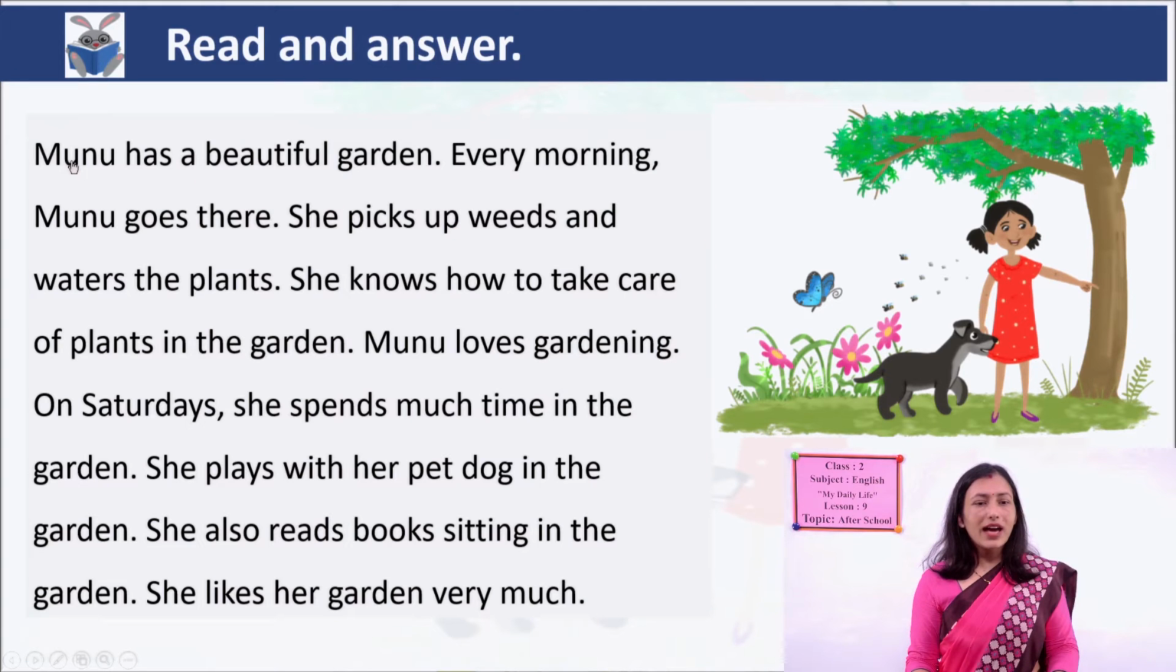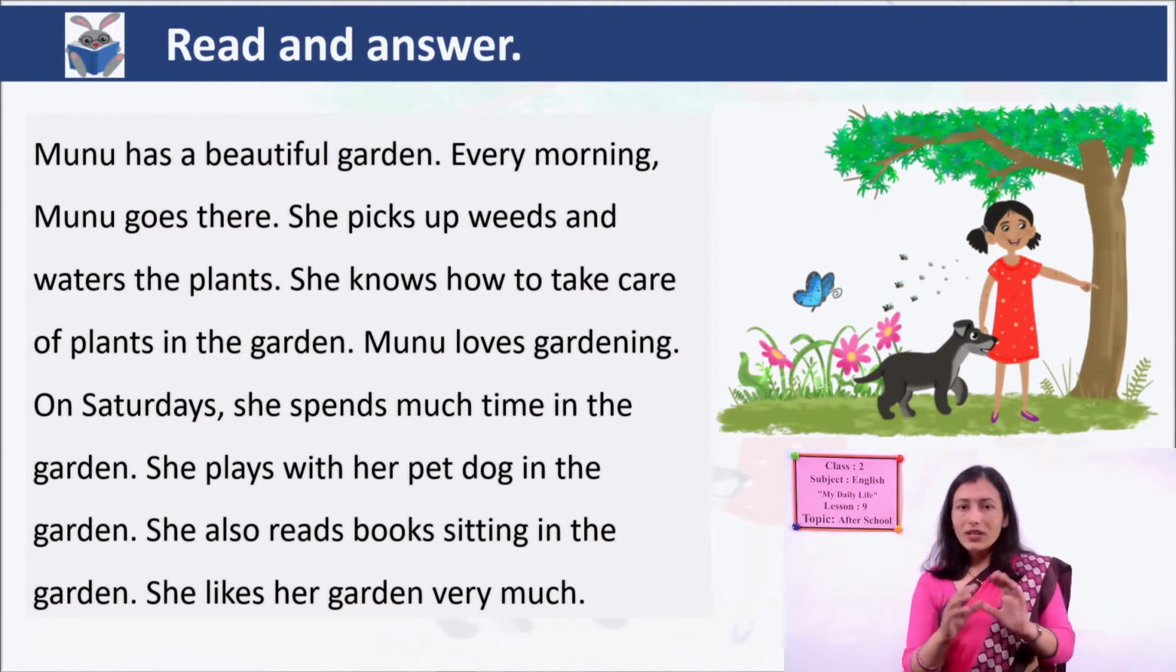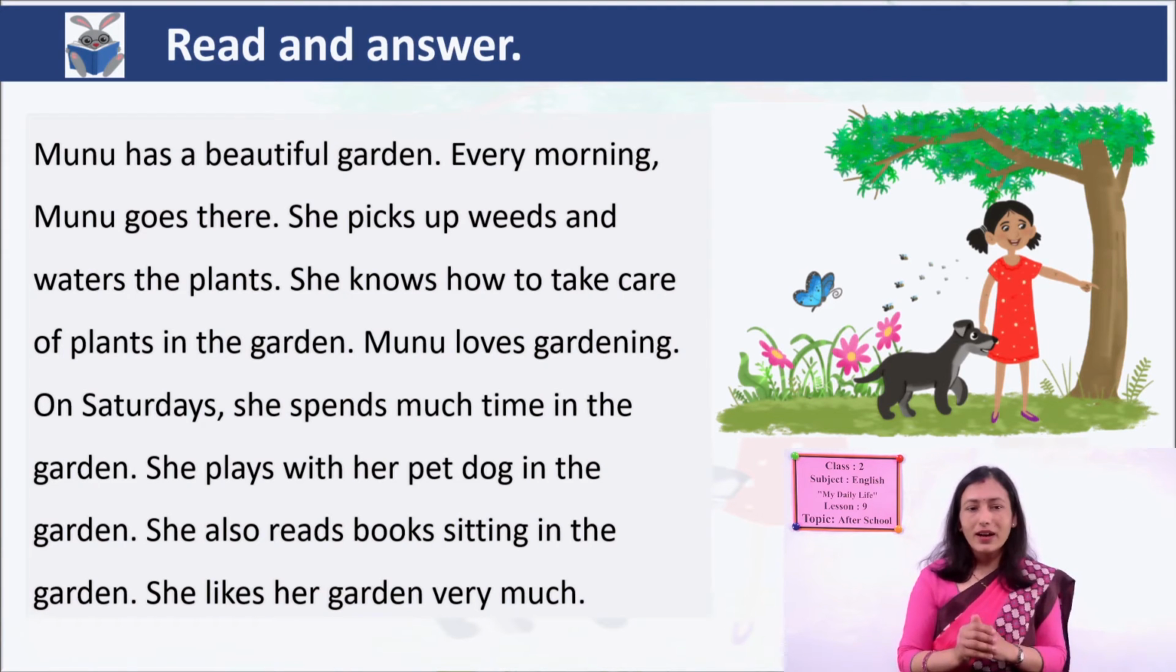So read the first line of the text. What is written here? Munu has a beautiful garden. So whose garden is it? Munu. Good. It is Munu's garden. So we are going to read a text about Munu's garden. Yes? And what are there in Munu's garden? And what does he do in the garden? Yes? What does Munu do in the garden? Let's find out.